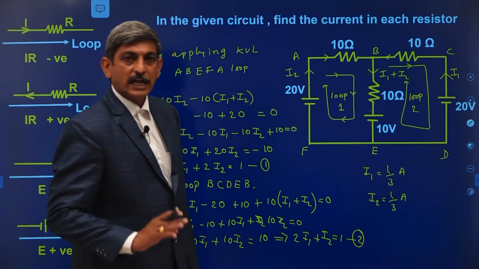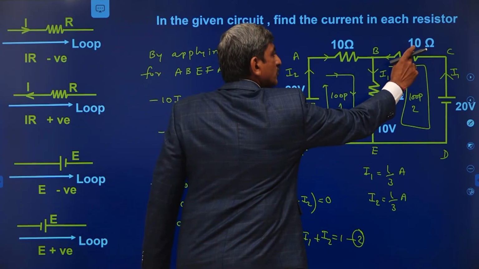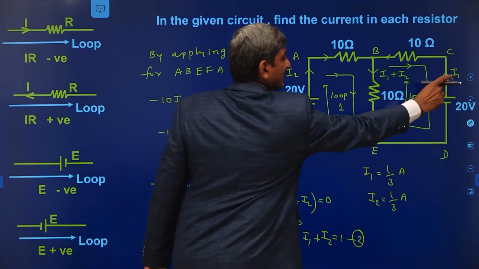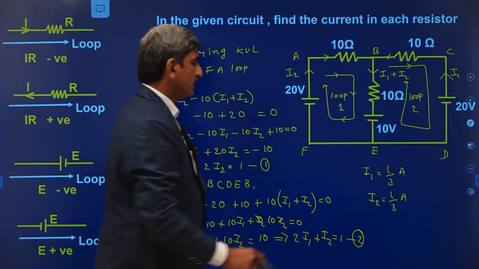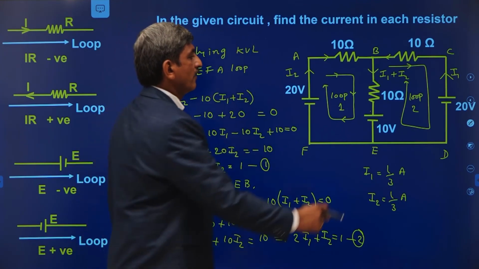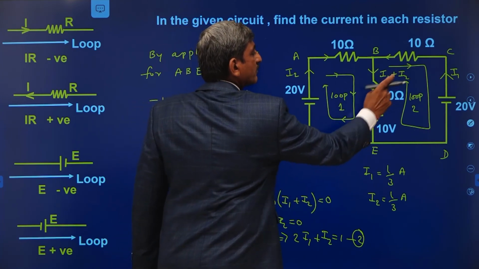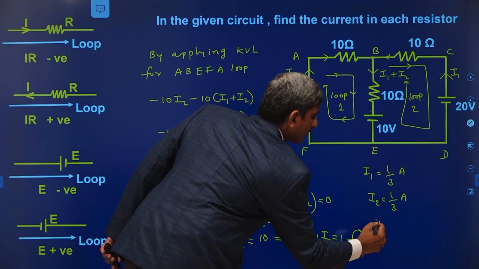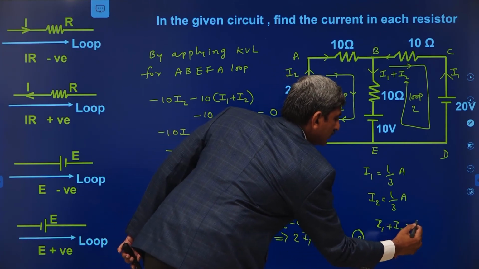But here I1, I2 are not required. So through this 10 ohm, how much current is passing? That is I1. Through this 10 ohm, how much current is passing? That is I2, that is also equal to 1 by 3 amperes. Whereas through this 10 ohm resistor, a current of I1 plus I2 is passing, so that I1 plus I2 is equal to 2 by 3.